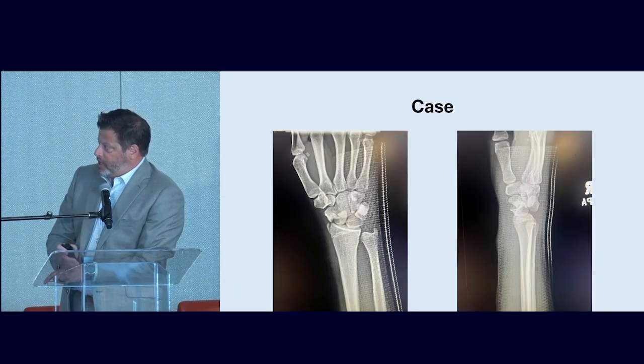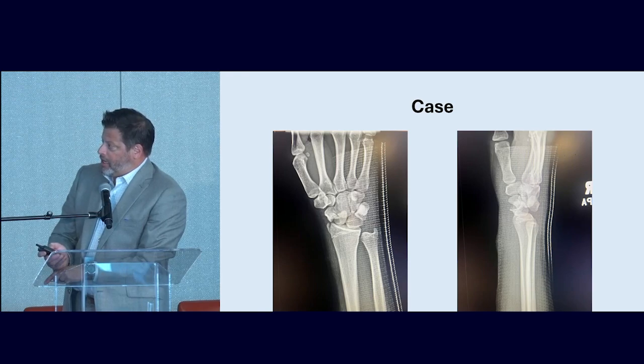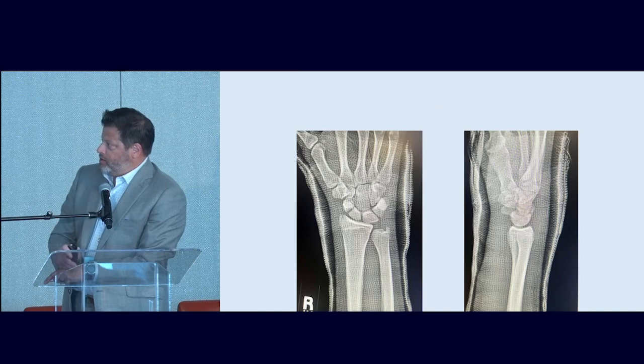So here's a case, a patient that comes in. This is a young guy, a high energy injury. He happened to fall off like a 30-foot bridge, intoxicated, as is likely always the case. There's his lunate you see there. He got a good reduction in the emergency department, as you can see, but obviously unstable.